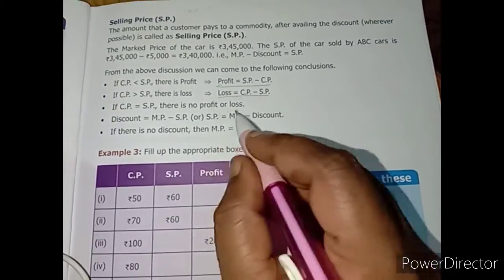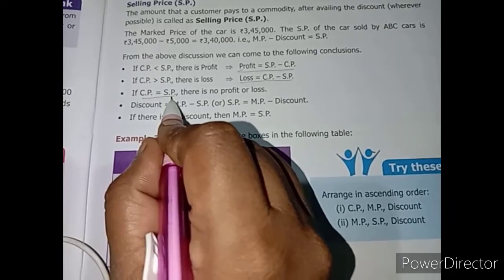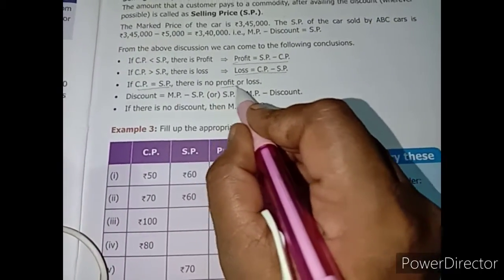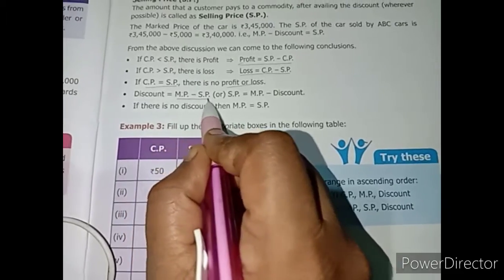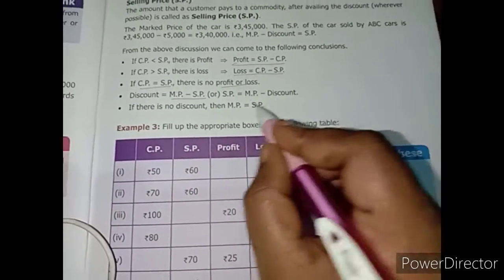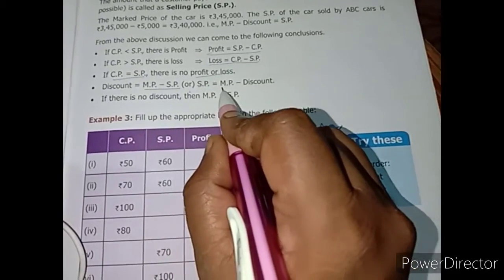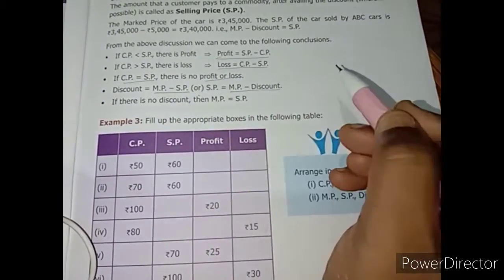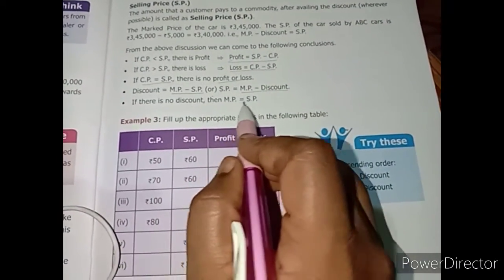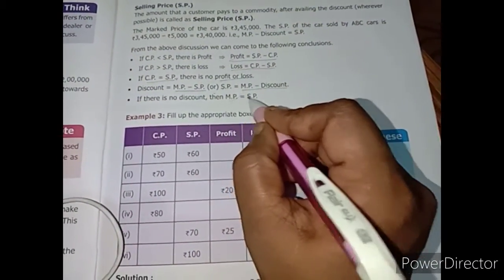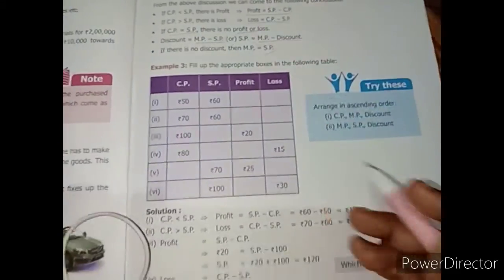Then if CP and SP are equal, selling price and cost price are equal, it means there is no profit or loss. So what is the discount? Market price minus selling price. Or to find selling price, selling price is equal to market price minus the discount amount. If there is no discount, then MP is equal to SP. Both MP, that is market price, and selling price will be the same.